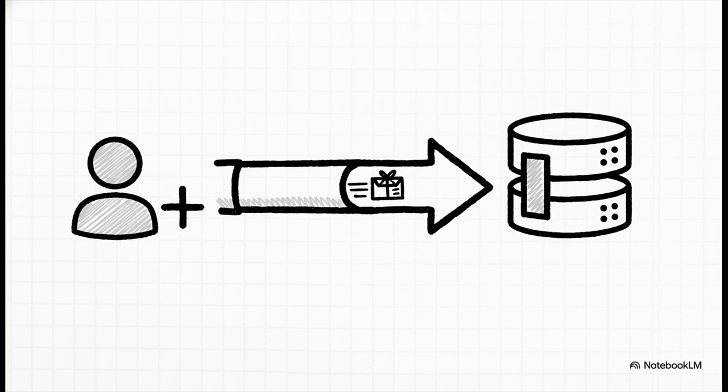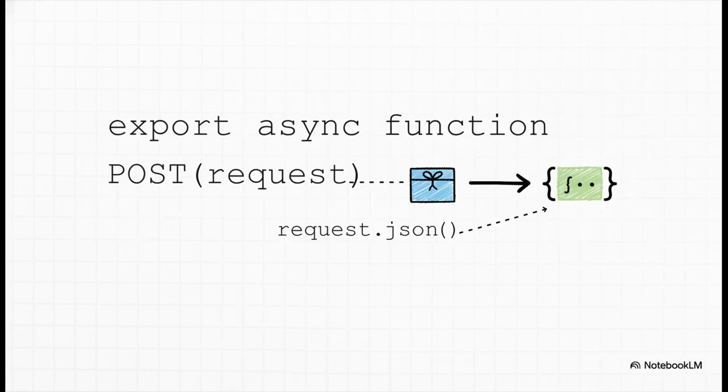And the actual data, the username, the comment text, gets sent along securely in what's called the request body. And you know what? The code for this is going to look super familiar. We just create another exported function, but this time we name it POST.